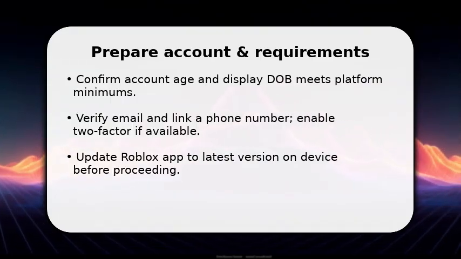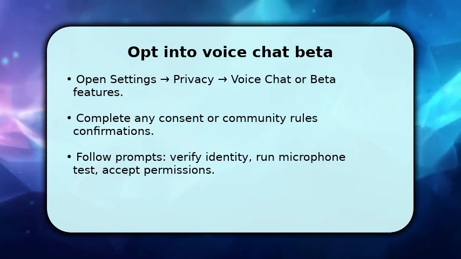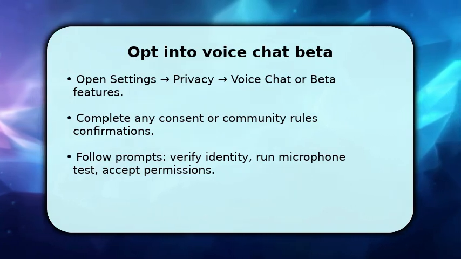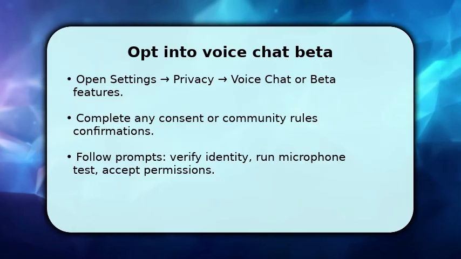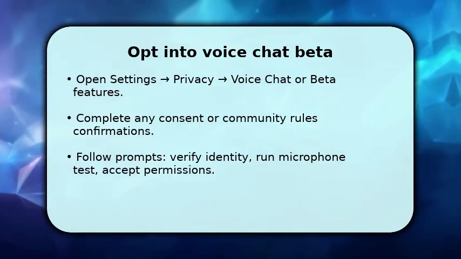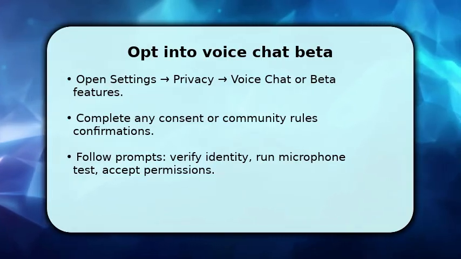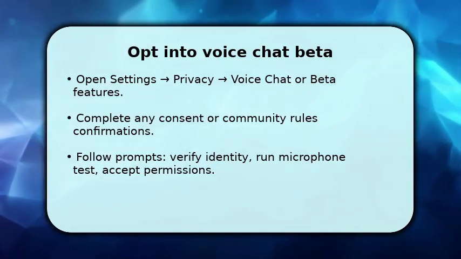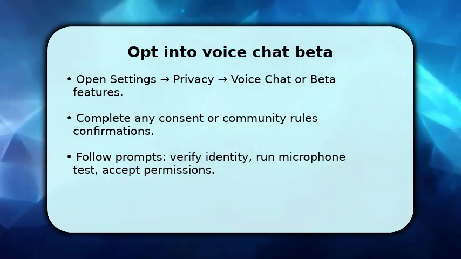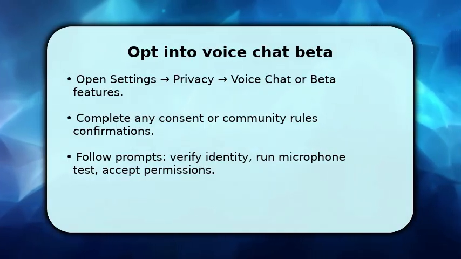You now opt into the voice chat beta from Settings. Go to Privacy, then Voice Chat or Beta features, and select Join or Enable. Follow the prompts. Agree to community rules and any safety notices, then complete identity verification if required by Roblox. This may request a short selfie or ID check.